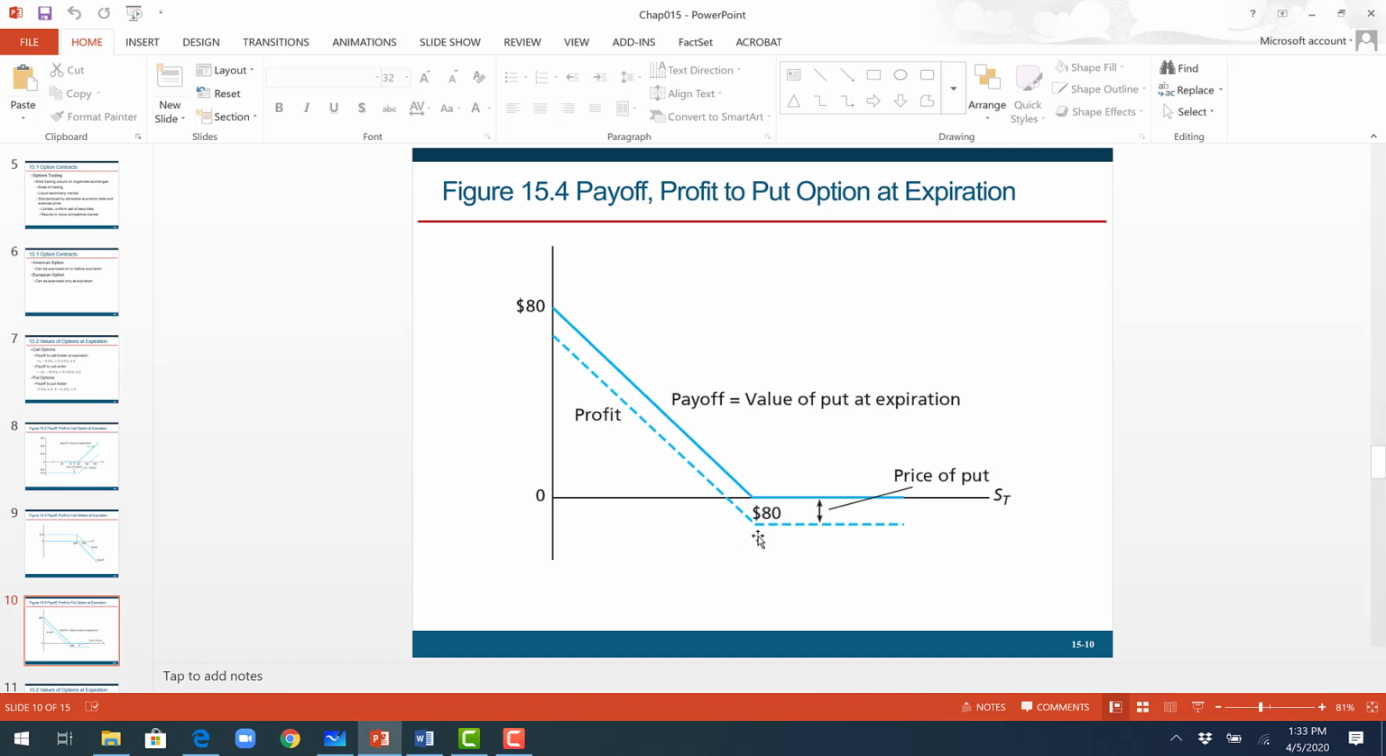What about the profit? So profit also starts to go up below 80. Break even here would be 76, right? So the premium is $4, so break even stock price would be 76. When the stock price is 76, 80 minus 76, so $4 would be the payoff. $4 is the premium, so that's the break even point. So this point right here is 76, and the put buyer actually has a positive profit when the price is below 76, right? And the lower it goes, the higher is the profit.